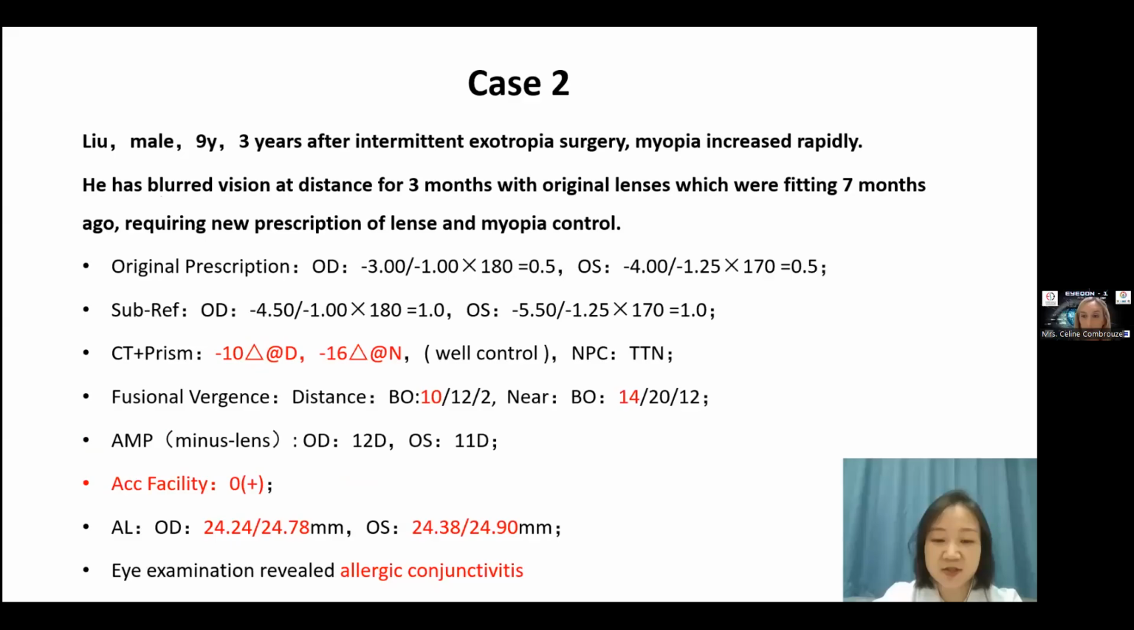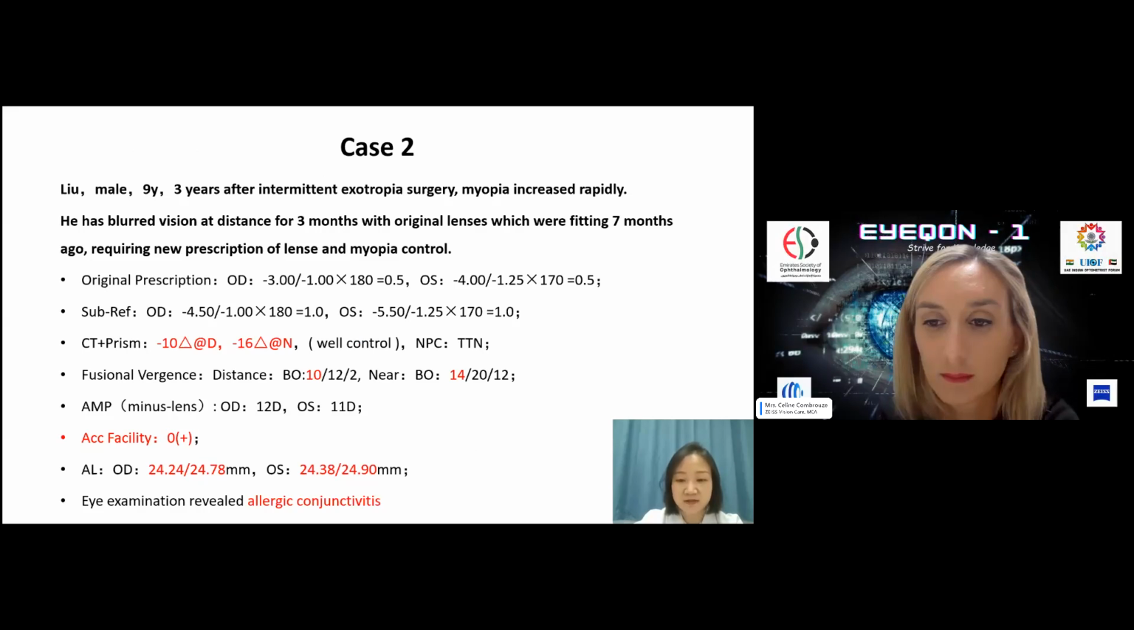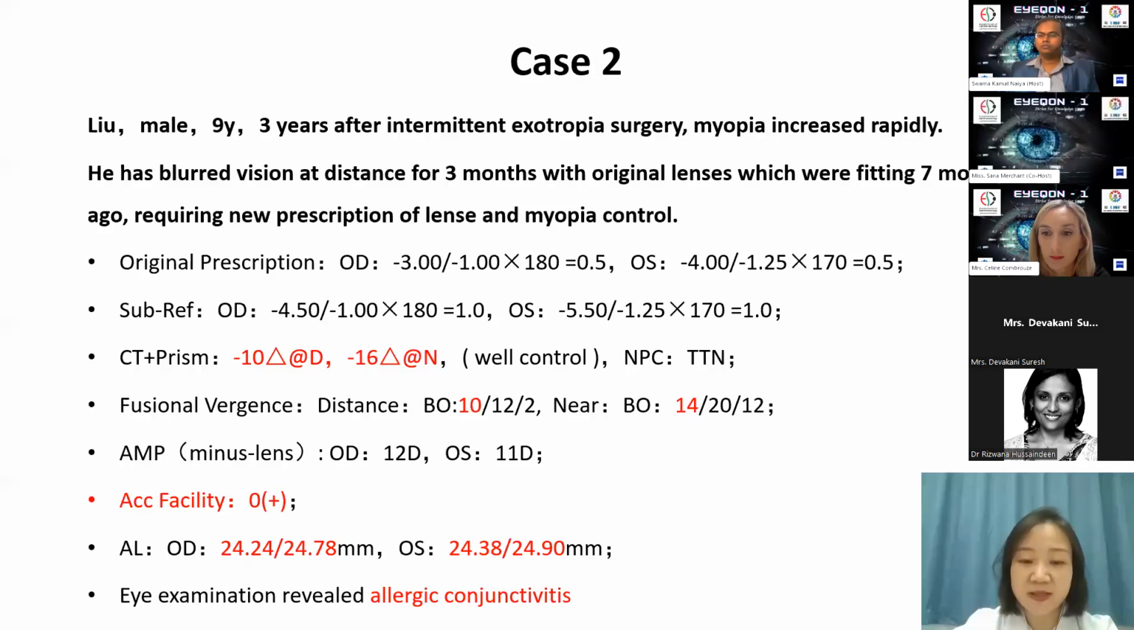Fusional vergence reserves indicate inadequate convergence ranges at both distance and near, which did not comply with Sheard's law. Accommodative function examination showed normal accommodative amplitude, but the accommodative flexibility test revealed an inability to relax accommodation with plus lenses, indicating the patient was in a state of accommodative excess. Axial length measurements showed an increase of over 0.5 millimeters in the past 7 months, which closely corresponded to the increase of myopia. Eye examination revealed allergic conjunctivitis, but no other abnormality was found.